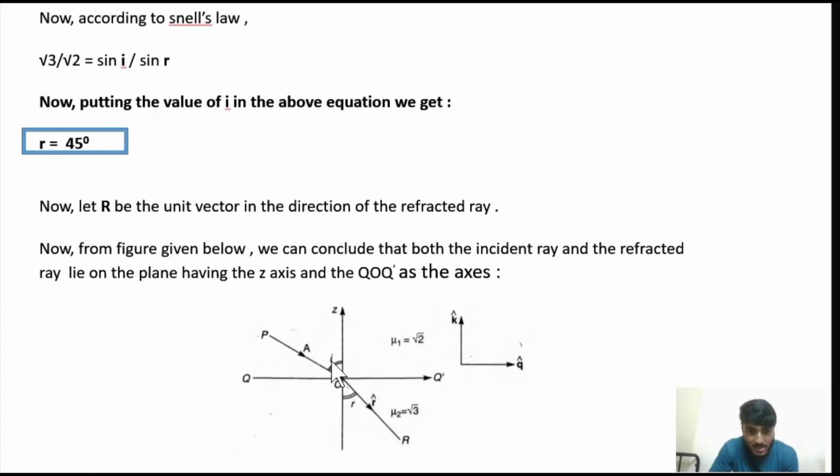It can be better understood by this diagram. Here we have the plane where one of the axis is QOQ dash and the other axis is the Z axis. So as the incident ray is in this plane, the refracted ray will also lie on the same plane. Now we have one of the unit vectors given as k cap. For this particular plane, we have one of the unit vectors as k cap. So we need another unit vector along the axis QOQ dash. So how to find it?